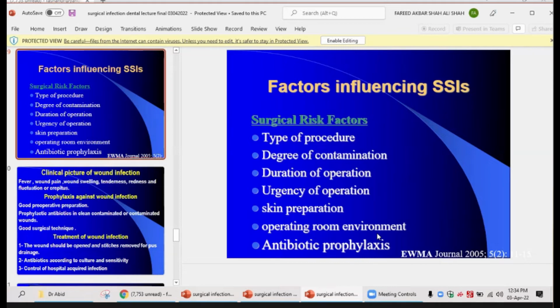If it is an urgent procedure being performed in an emergency situation, the chances of infection are always more than an elective procedure. Whether the skin is properly prepared or not with povidone iodine and chlorhexidine, and what the operating environment is like, and whether the patient has received the antibiotic prophylaxis or not.